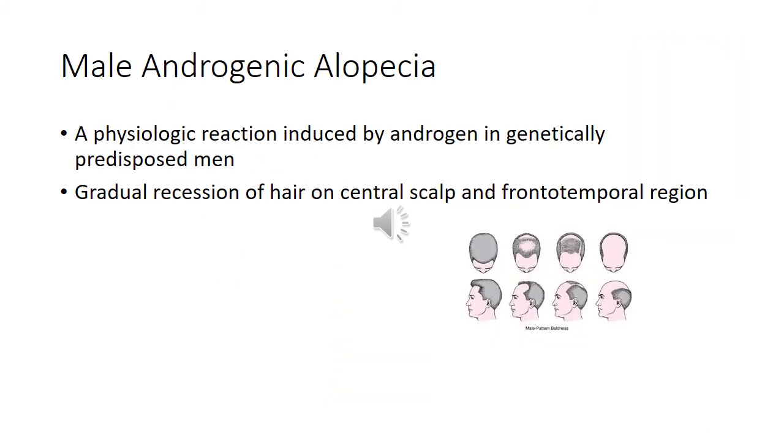In males there's androgenic alopecia. You see this area, the front area, sometimes the middle and back, this one and this one. This is called male pattern alopecia, which is a physiological reaction induced by androgen in genetically predisposed males. Gradual recession of hair on the central scalp and frontotemporal region.